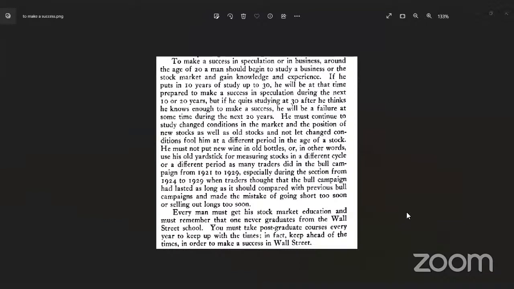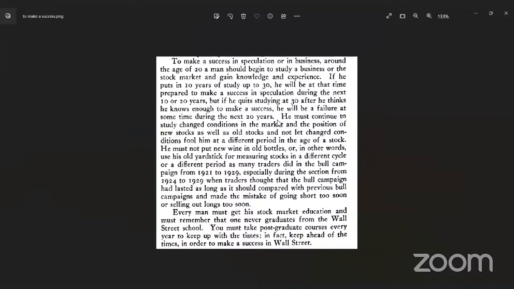Gann says here, to make a success in speculation or in business around the age of 20, a man should begin to study a business or the stock market and gain knowledge and experience. If he puts in 10 years of study up to 30, there's 30 again, he will be at the time prepared to make a success in speculation during the next 10 or 20 years. But if he quits studying at 30, after he thinks he knows enough to make a success, he will be a failure at some time during the next 20 years. So here we have evidence.